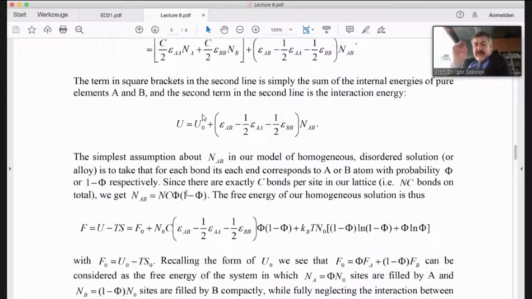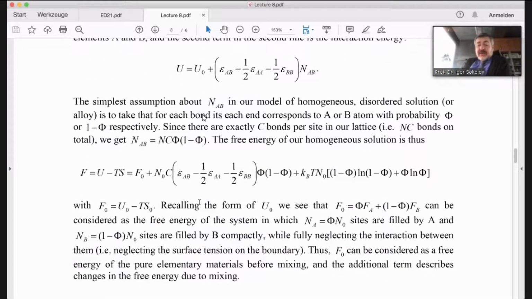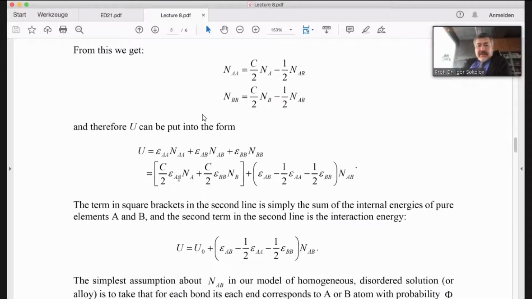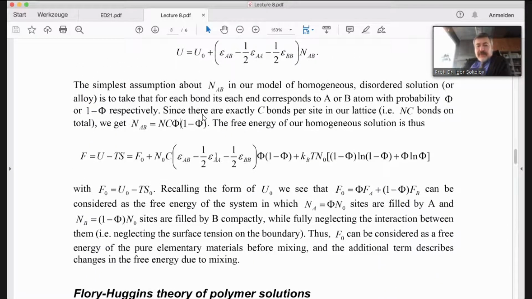It's the total number of A's times the total number of B's, because this is the product of the probability that a site on one side of the bond is occupied by A, and the site on the other side of the bond is occupied by B. And now I put down the total free energy of my system. I will have to check whether there is no 1/2 there, but I think there is no 1/2 there because I already have 1/2. Correct, I have 1/2 here.